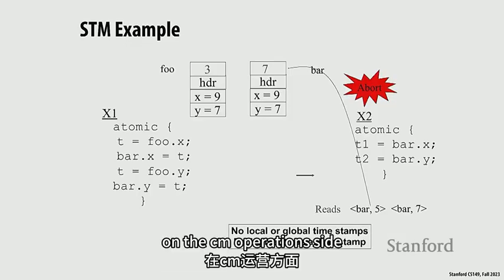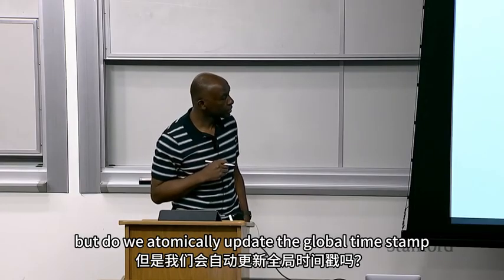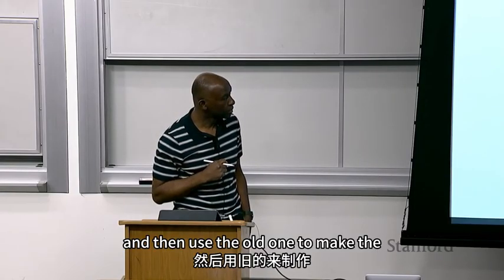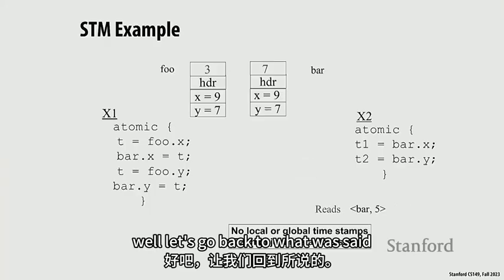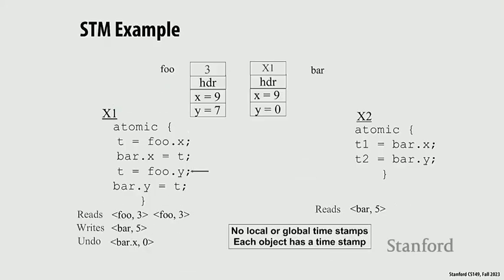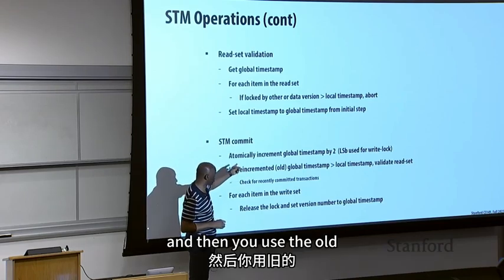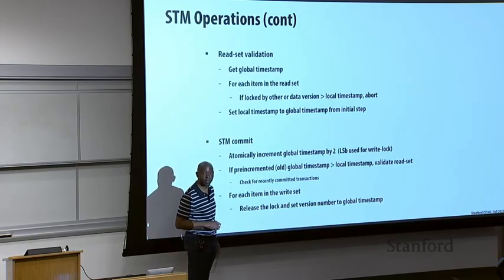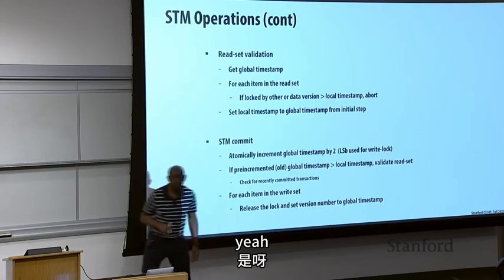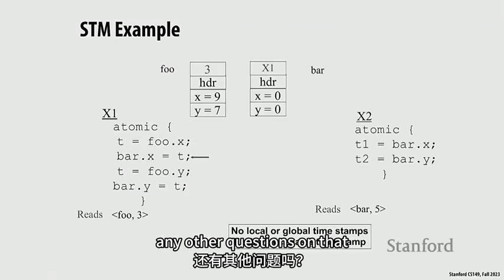Yeah. On the SCM operations side, I don't think this really makes that much of a difference, but do we atomically update the global timestamp and then use the old one to make the read set validation? Yes. Or do we do it the other way around? Well, let's go back to what was said. Yes, you atomically increment the global timestamp, and then you use the old global timestamp to validate the read set. So the global timestamp's updated first. Right. Okay. Any other questions on that?